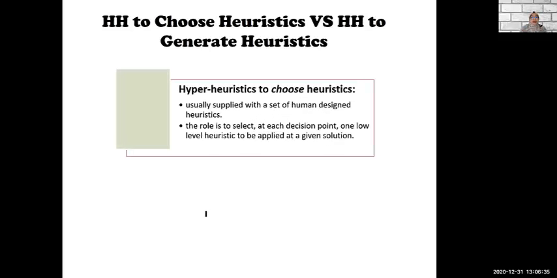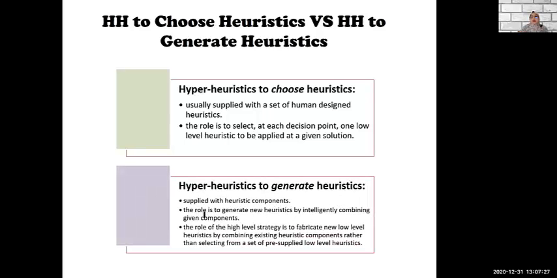Hyper-heuristic to choose heuristic is usually supplied with a set of human-designed heuristics. The role is to select, at each decision point, one low-level heuristic to be applied to a given solution.